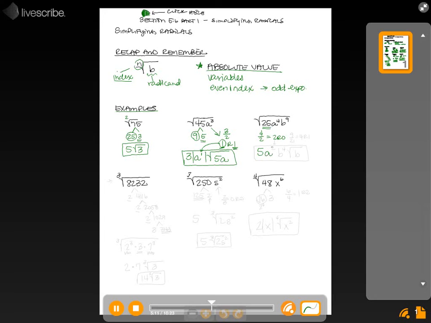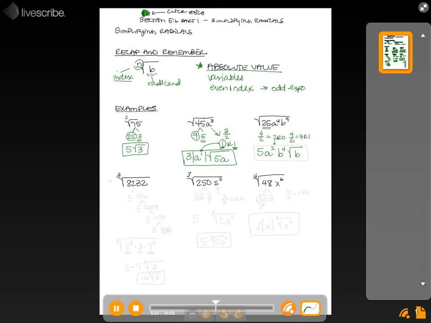That means that we have an a squared out in front and no a's underneath. Let's look at the b's now. 9 divided by 2 is 4 remainder 1, which means b to the 4th. 4 b's go out in front, and 1 b stays underneath.